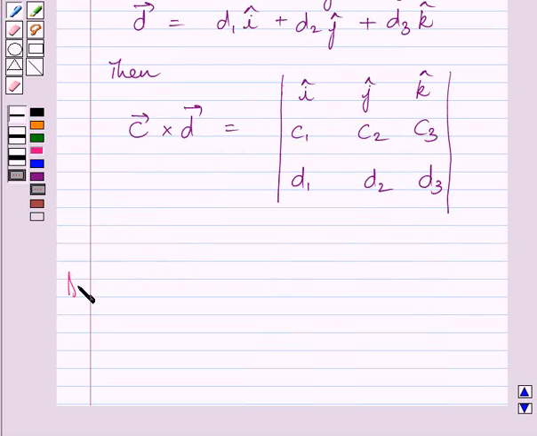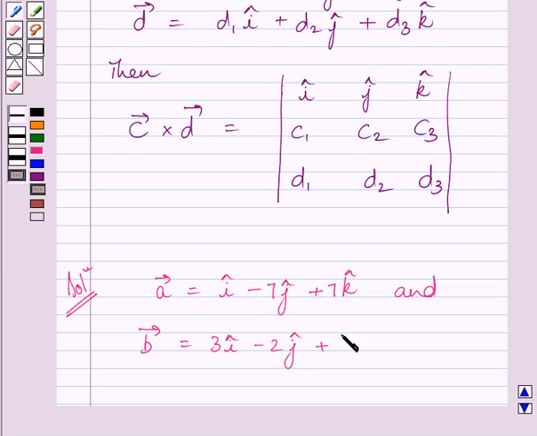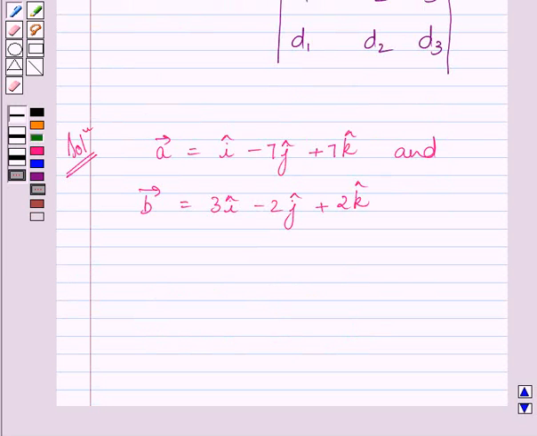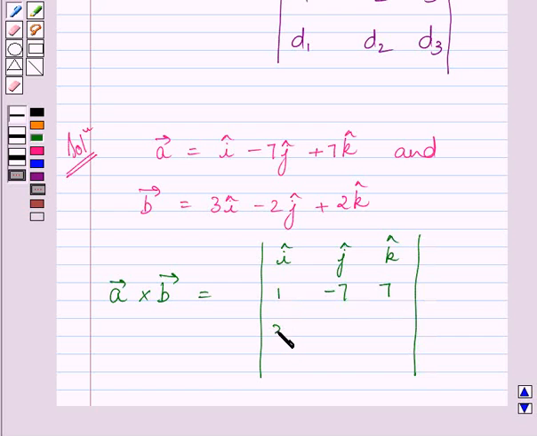Let us now start with the solution. Now we are given A vector is equal to i vector minus 7j plus 7k and B vector is equal to 3i minus 2j plus 2k. Now cross product of A vector and B vector is equal to determinant of vector i, vector j, vector k, 1, minus 7, 7, 3, minus 2, 2.